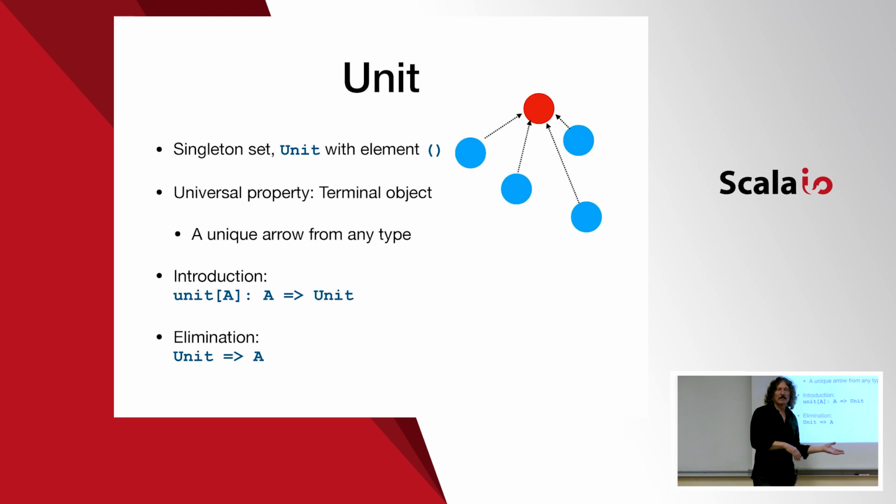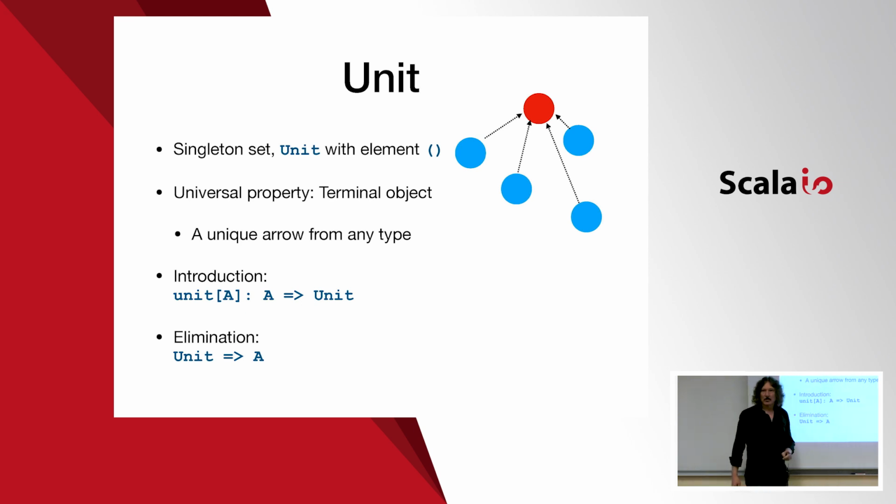Like whatever definition you come up with, you can just invert all the arrows and you get something else for free. So here we are just inverting the arrows. And we're saying, okay, the universal property of a terminal object is that there is a unique arrow from any type to it, from any object, from any type. So now this guy will have an introduction rule, which says that for any type A, you can produce a unit.